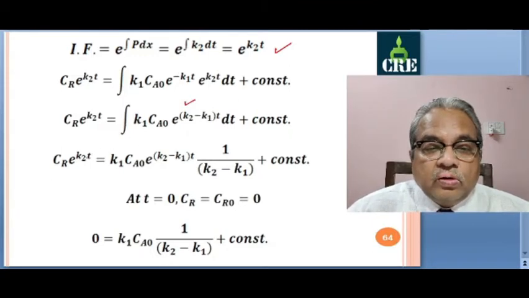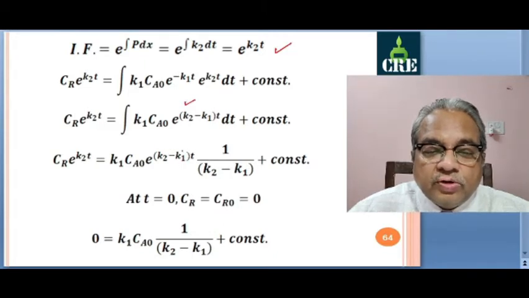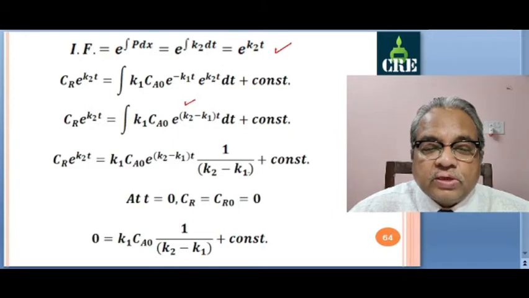So solve this integral. K1 CA0 is constant, e raised to K2 minus K1 into T. This is the function. So integration is e raised to K2 minus K1 into T into 1 upon the derivative of this function, that is K2 minus K1.